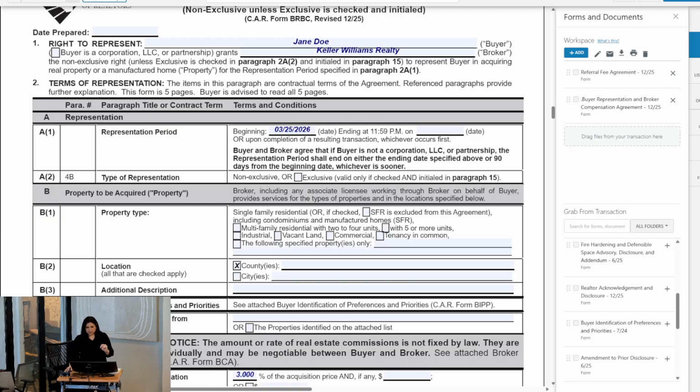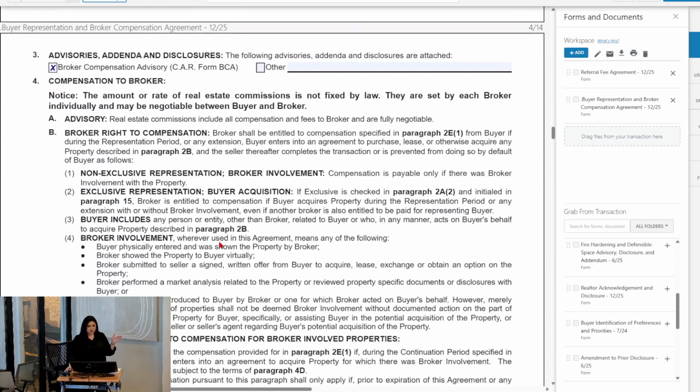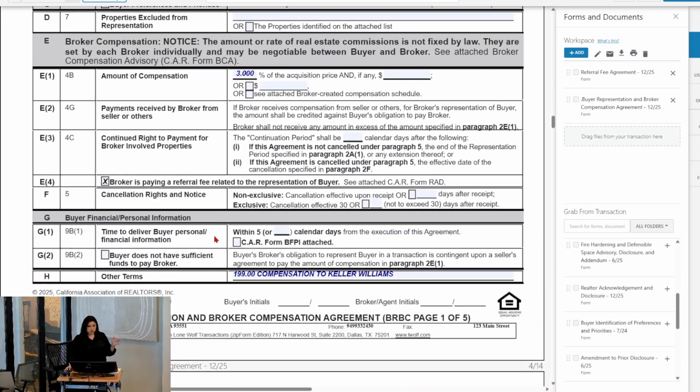So before Ron leaves, let me address this real quick, because this is important, and I really want you guys to address this part. If you guys check this box, buyer does not have sufficient funds to pay broker, you're telling the seller, my buyer does not have money, right? So your contract says 3%. Your RPA, in your purchase agreement, you're saying that you want 3%. The seller then counters back to you at 2.5%. Let's just begin at 2%. So now the seller says, no, I'm going to give you 2%.